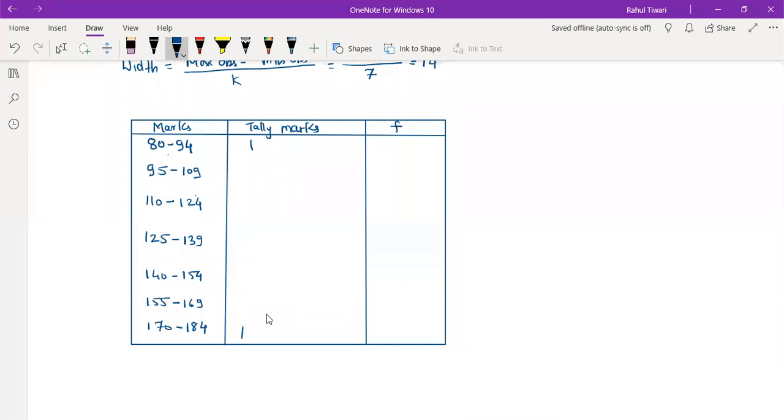Then 156 and so on. Can you mark it, can you do the tally mark for this? Students, do the tally marks and let me know what the frequencies will be. Do it fast. Okay sir.